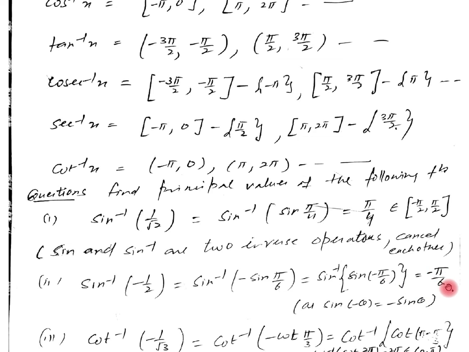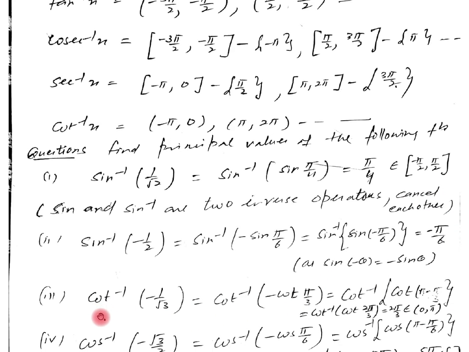Whenever we find the principal value of any inverse trigonometrical function, the answer must lie within the range of that inverse trigonometrical function. Similarly, let us see another question: cot inverse minus 1 by under root 3.